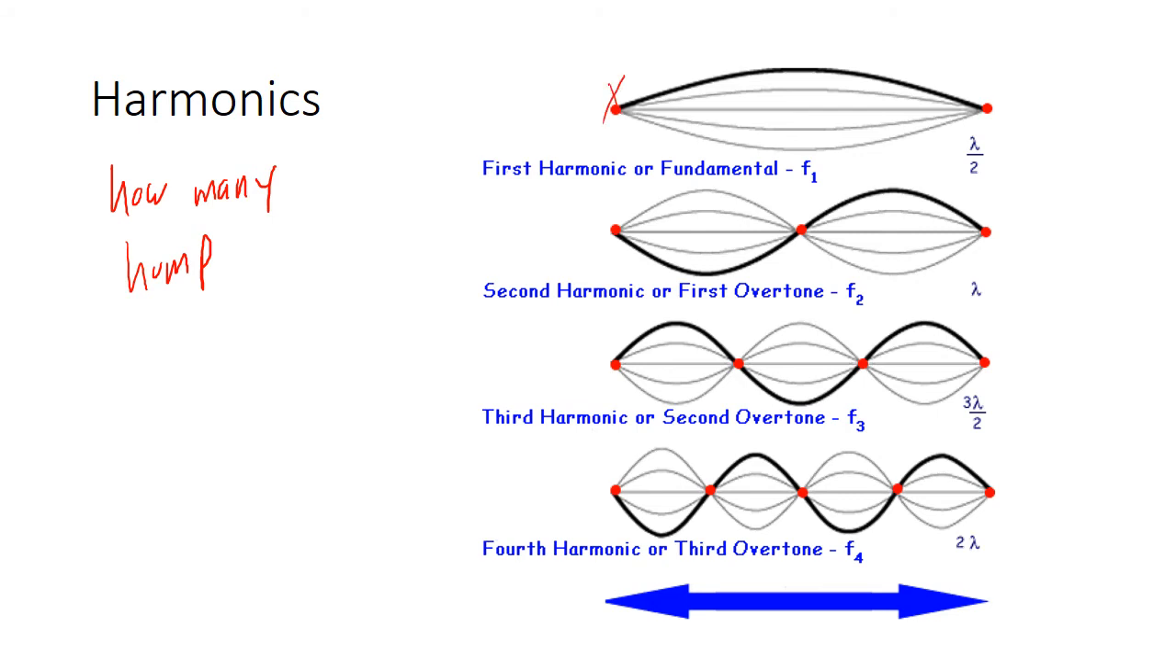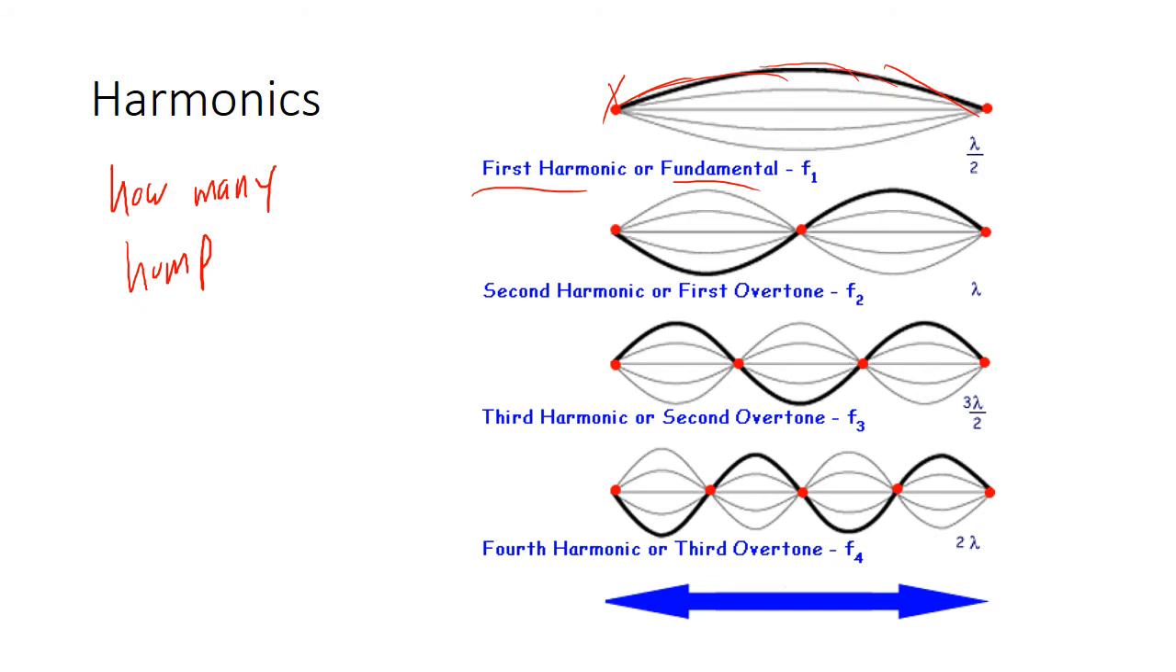We can see a picture of it. The first harmonic is also called the fundamental. This is the smallest possible standing wave, because you can't have less than 1 hump. If you have it perfectly flat, it doesn't count as a standing wave.